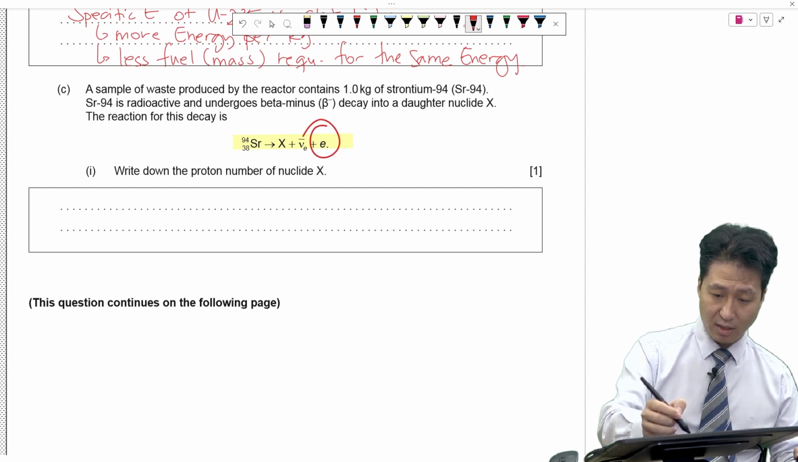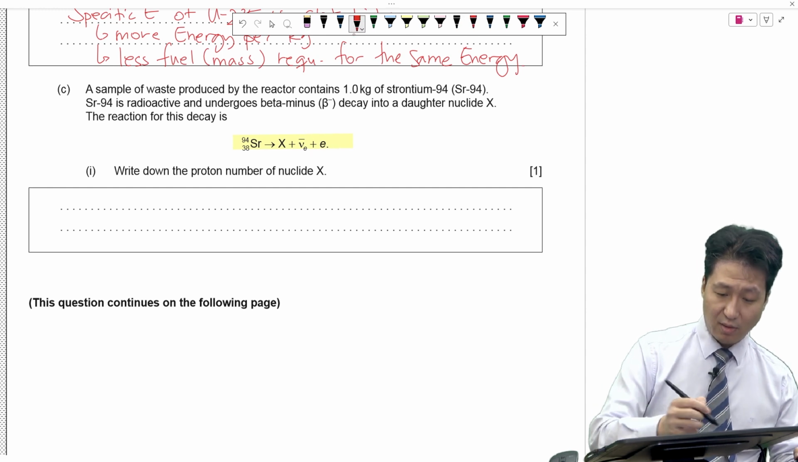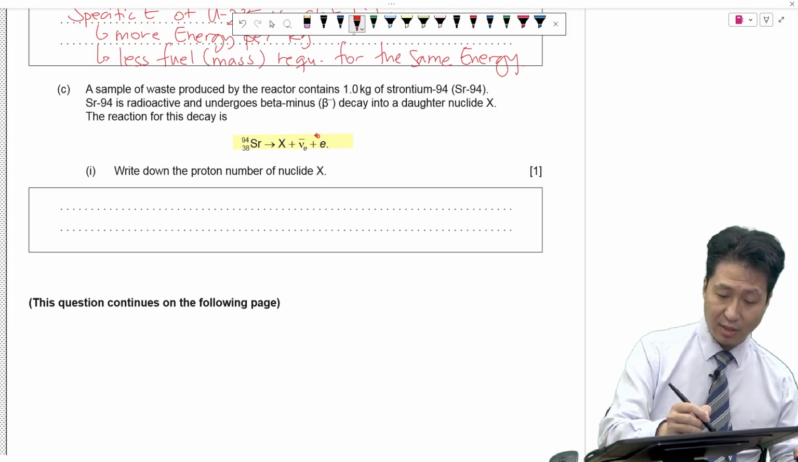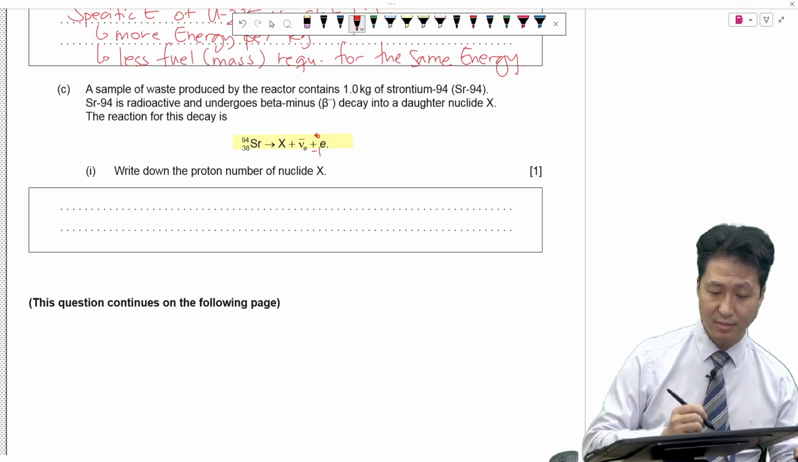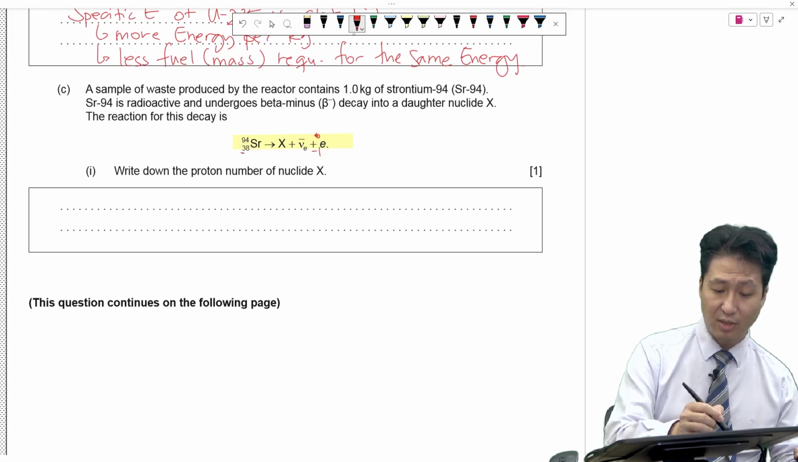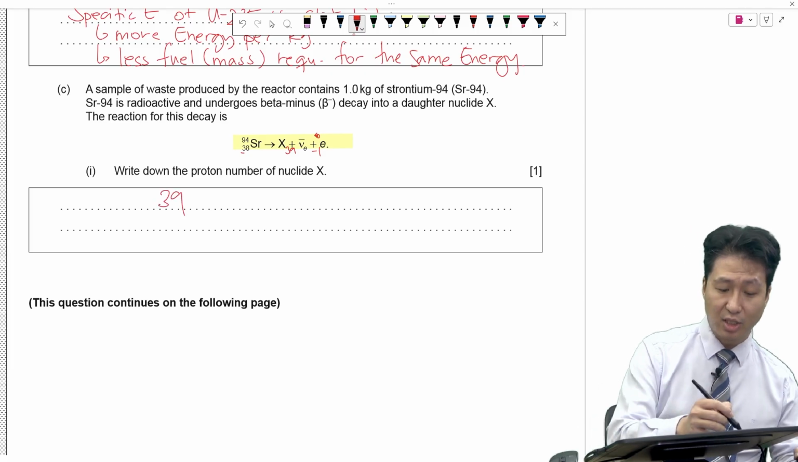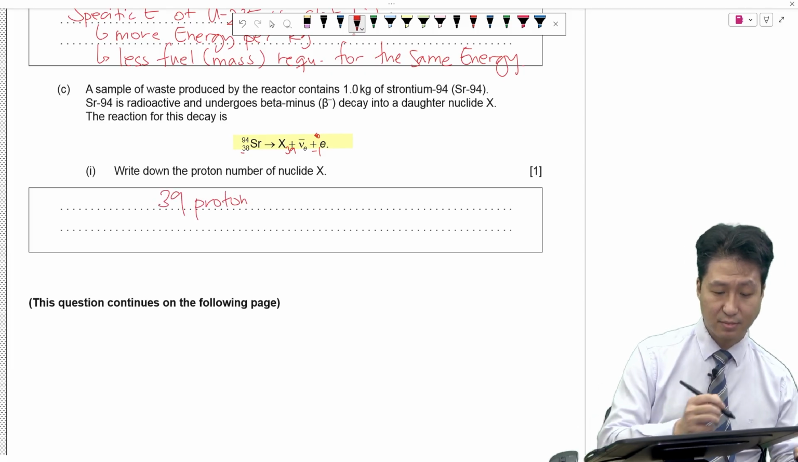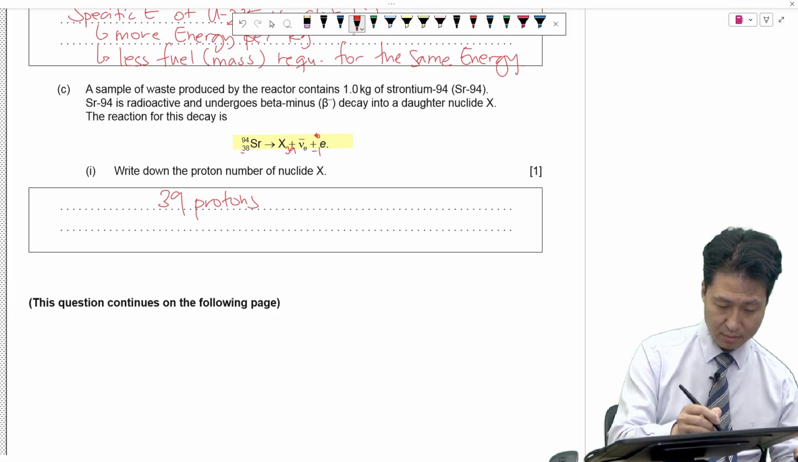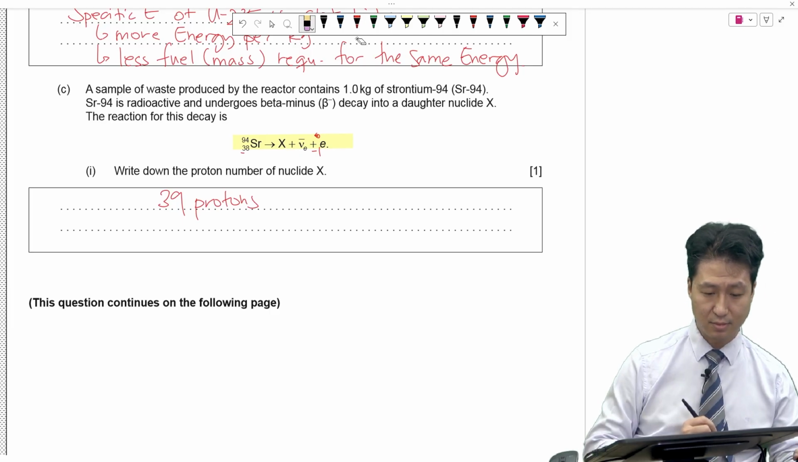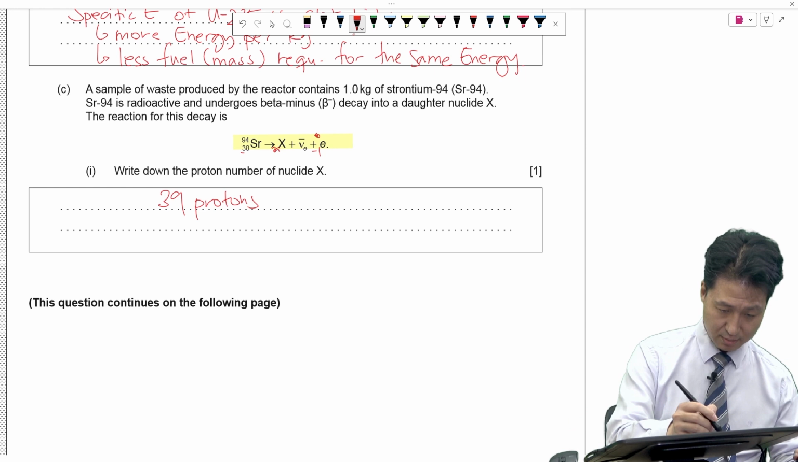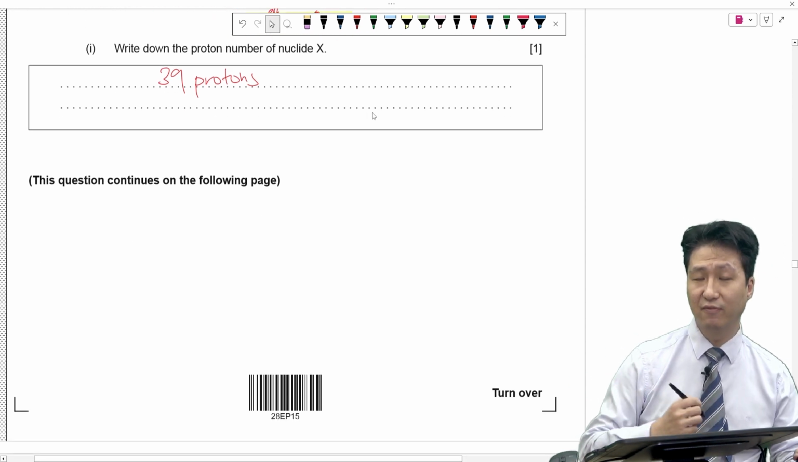And first, you have to balance the equation. The electron has 0 nucleons, but it has a charge of -1. The total charge has to be the same on the left and the right hand side, so it's 38. 39 minus 1 is also 38. So the number of protons is 39. Incidentally, the total number of nucleons is still 94.